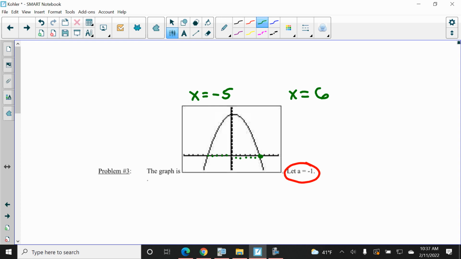So I'm actually going to get the factors first. I'm going to add 5 to both sides. The factor would be x plus 5, and my factor would be x minus 6. We would subtract 6. These are the factors, and so I'm going to work it backwards to get standard form.